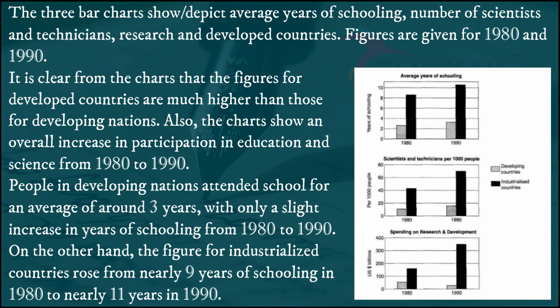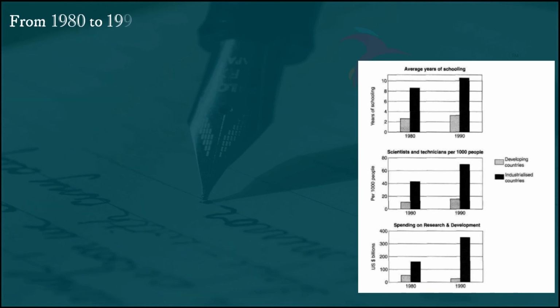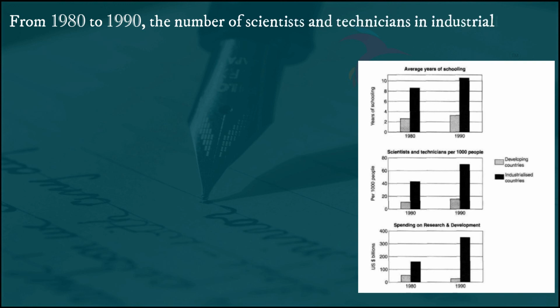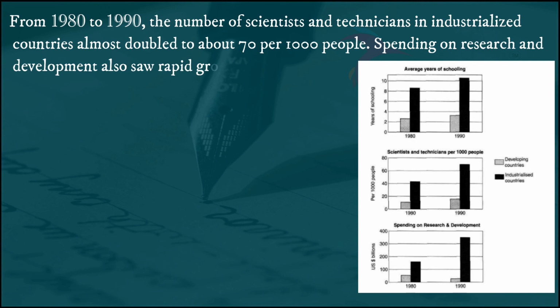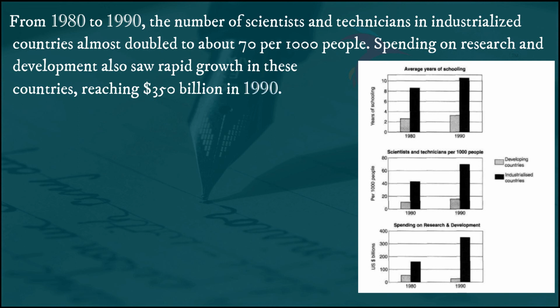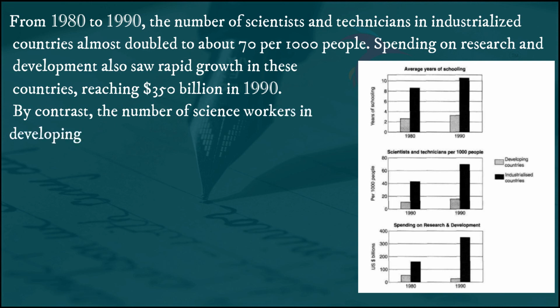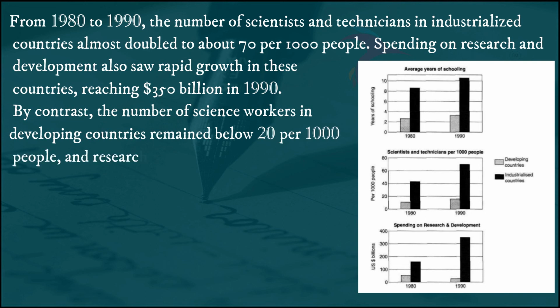From 1980 to 1990, the number of scientists and technicians in industrialized countries almost doubled to about 70 per 1,000 people. Spending on research and development also saw rapid growth in these countries, reaching $350 billion in 1990. By contrast, the number of science workers in developing countries remained below 20 per 1,000 people, and research spending fell from $50 billion to only $25 billion. So, here we completed our bar graph example.